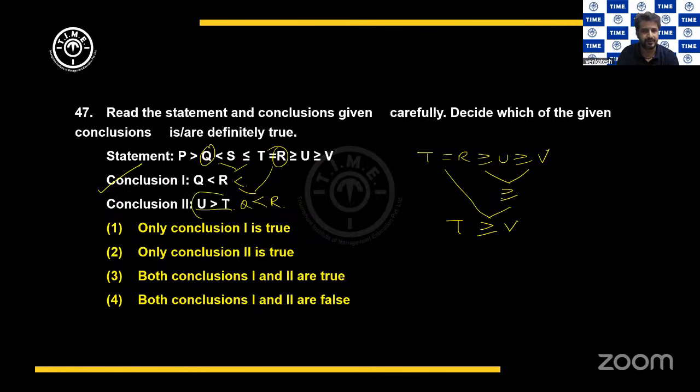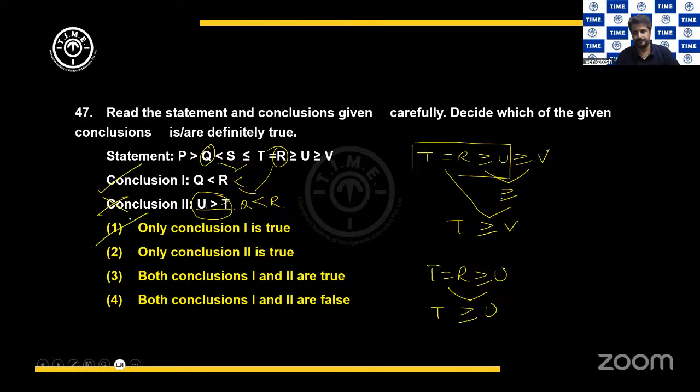But they said U greater than T. Okay. It is between U and T only, right? So U and T. T equal to R greater than or equal to U. Equal to and greater than or equal to leads to greater than or equal to. So T greater than or equal to U. But they said U greater than T, which is false. So only 1 is true. Choice 1.